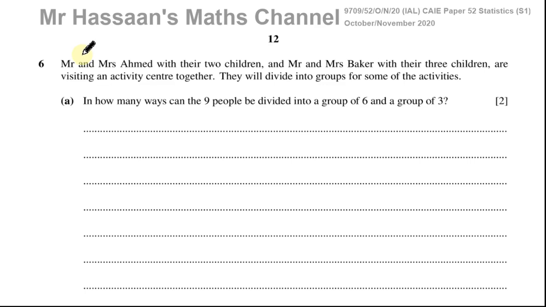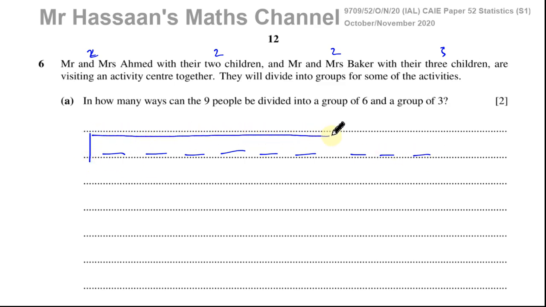So you have these 2 people and 2 children, these 2 people and 3 children. As you can see, that makes 9. 6 plus 3 is 9. Now, how many ways can these be divided into a group of 6 and a group of 3? Okay, so we have 9. 1, 2, 3, 4, 5, 6, and we have 3. 1, 2, 3. A group of 6, and a group of 3.